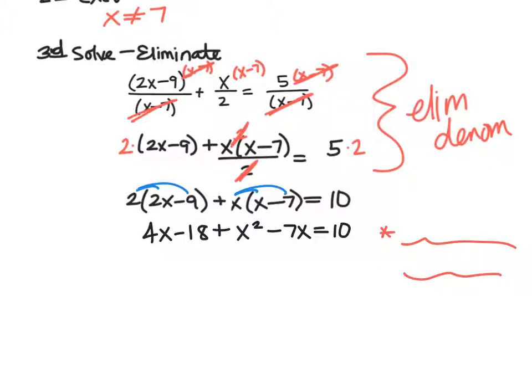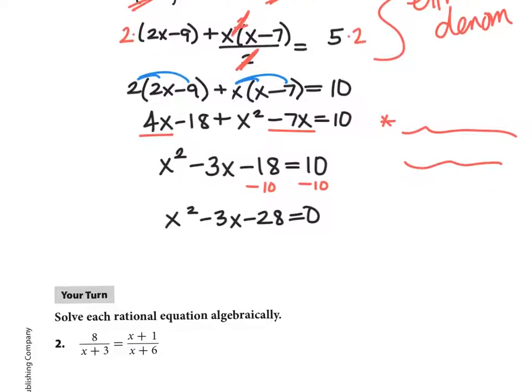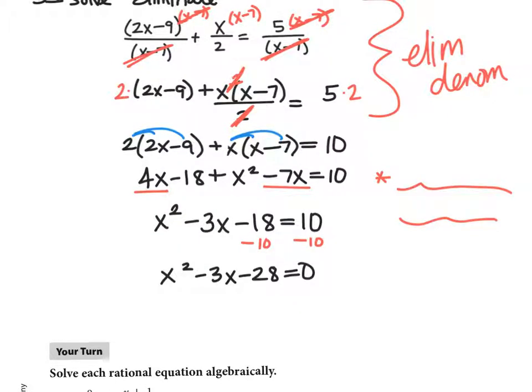I'm going to combine some things that I can combine. So now my problem's, and I'm rearranging, x squared minus 3x minus 18 equals 10. So all I did was rearrange the left side and combine like terms. And then I want it to equal 0. So I'm going to have to move this 10 over. So subtract 10. So now my equation is going to read x squared minus 3x minus 28 equals 0. All right, so now we've got a quadratic, so we're just going to go ahead and solve that using factoring.